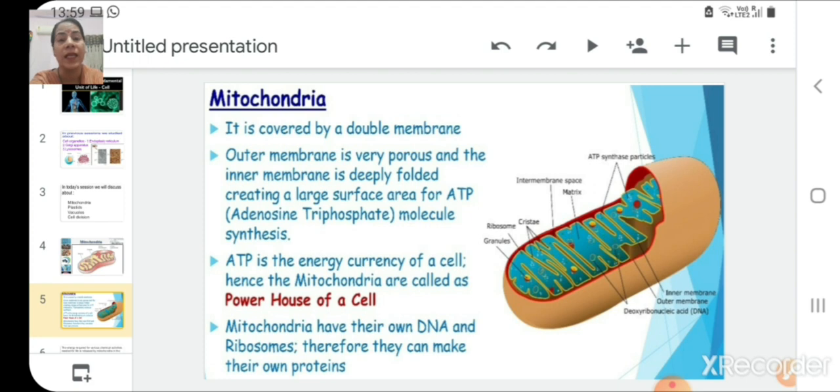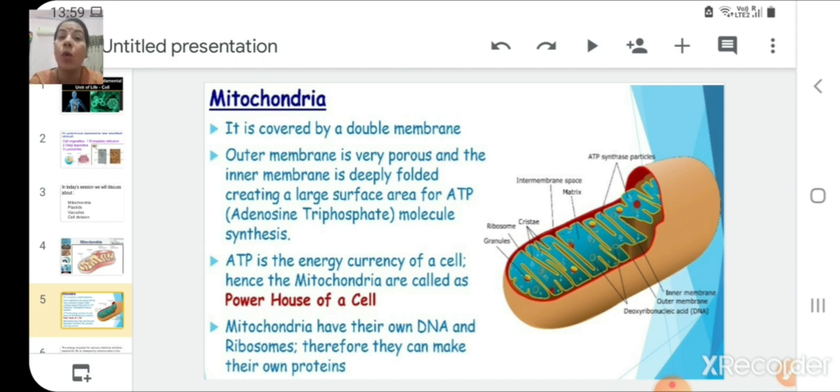ATP is the energy currency because ATP is a chemical molecule which generates energy in our body. And this ATP is created here in the mitochondria. So where is the power generated in your body? In the mitochondria, in the form of ATP. So ATP is called the energy currency of the body, and mitochondria is known as the powerhouse of the cell because it creates ATP molecules in it.